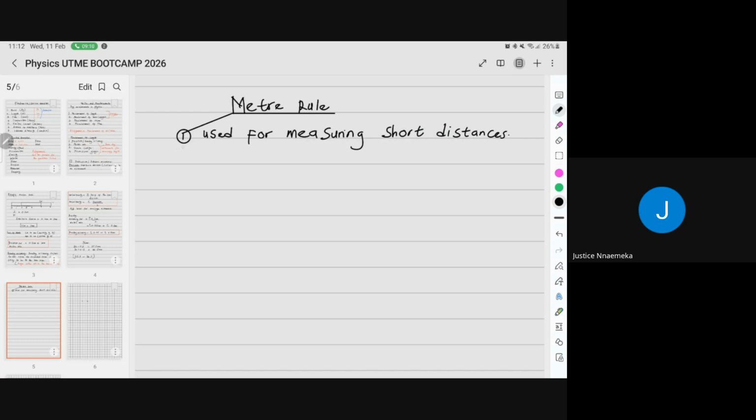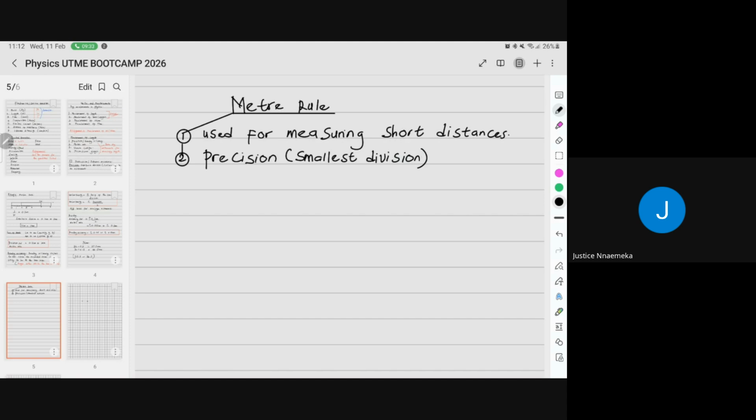We use them for measuring short distances, right? The next thing I want you to know is that the precision, that's the smallest division in brackets. Smallest division is what? Tell me, what's this precision? The smallest division for meter rule.